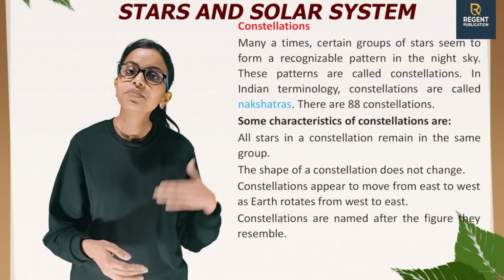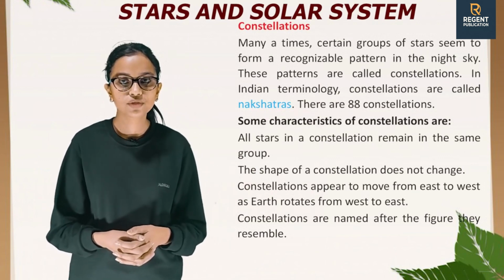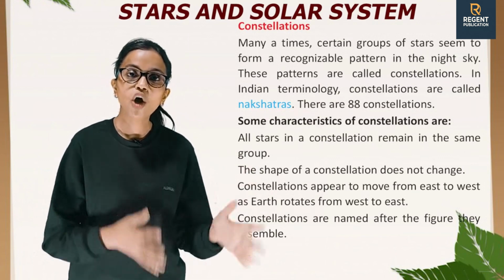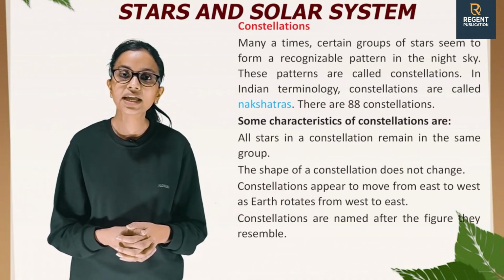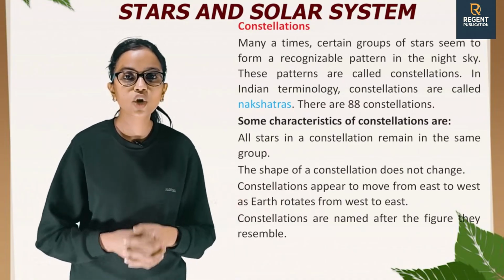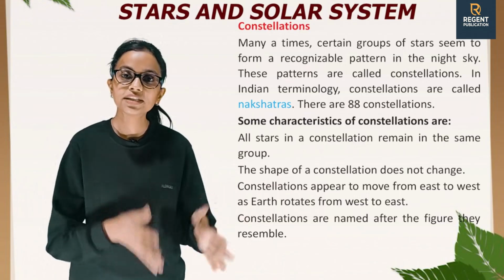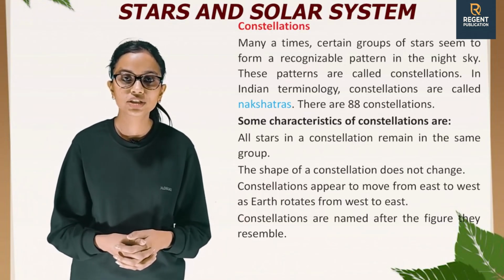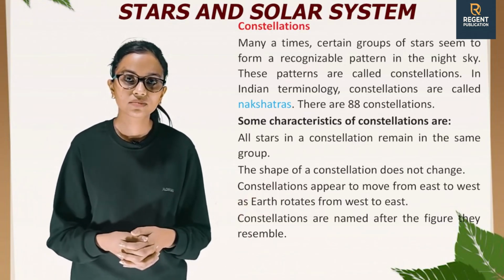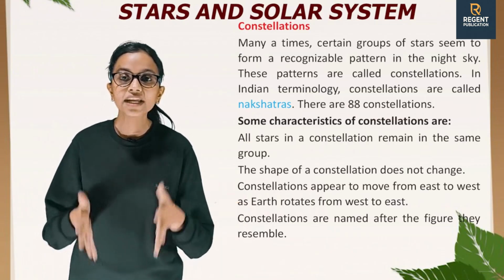Constellations. Many a times, certain groups of stars seem to form a recognizable pattern in the night sky. These patterns are called constellations. In Indian terminology, constellations are called nakshatras. There are 88 constellations.